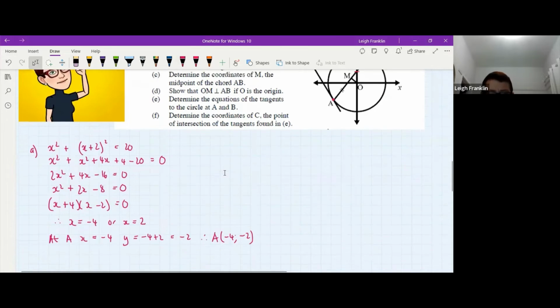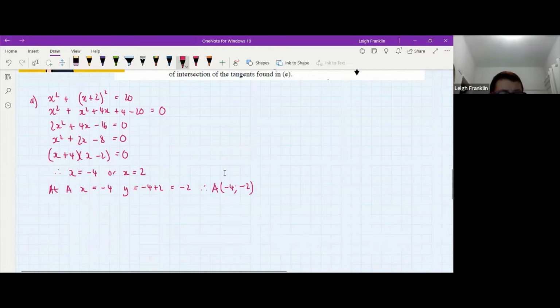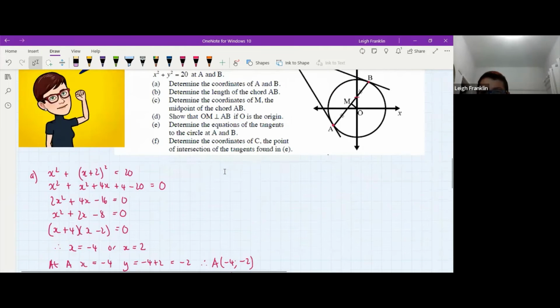Okay. Working out the coordinates at B now. So at B, x was equal to 2. So y would be equal to 2 plus 2, which gives us 4. So that means that the coordinates at B are going to be 2 and 4. All right, we happy with that?